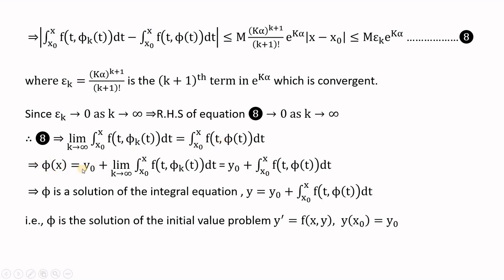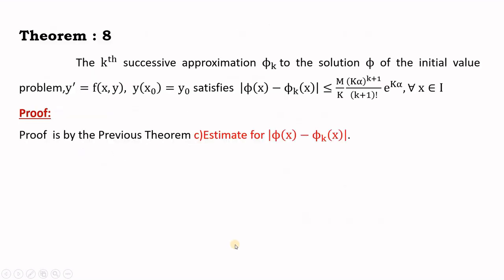Therefore my solution phi of x is equal to y naught plus the integral from x naught to x of f of t comma phi of t dt. So we have proved that this phi is the solution of the integral equation, which implies this phi is the solution of the initial value problem. To prove this theorem, it is enough to prove the third part in the previous theorem. Thank you.